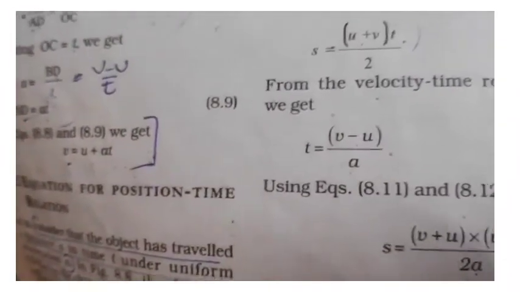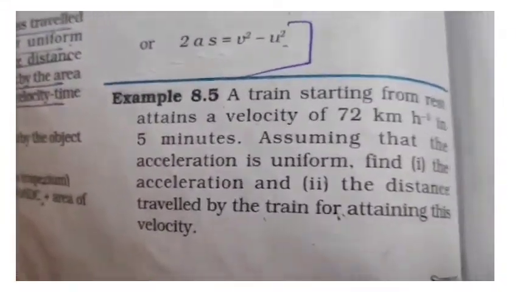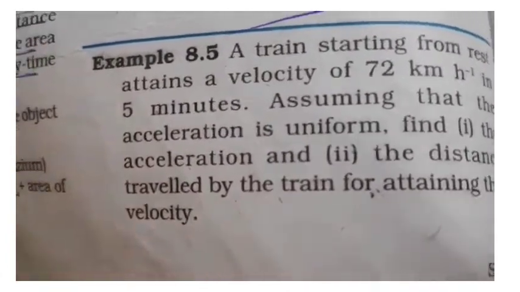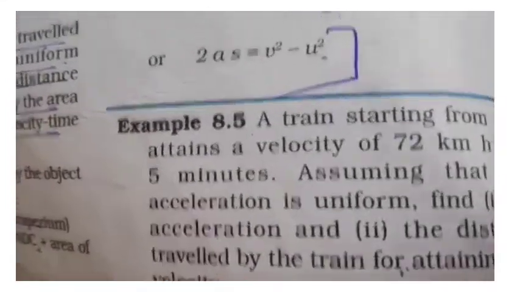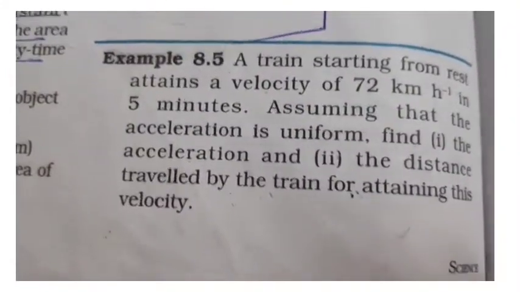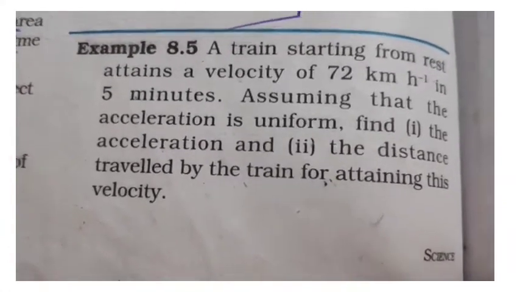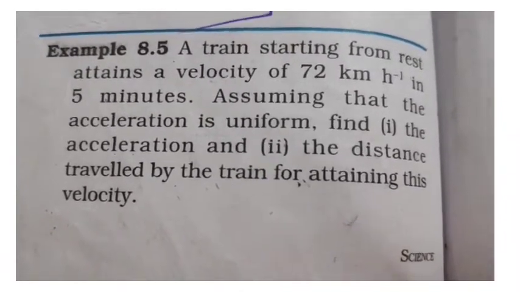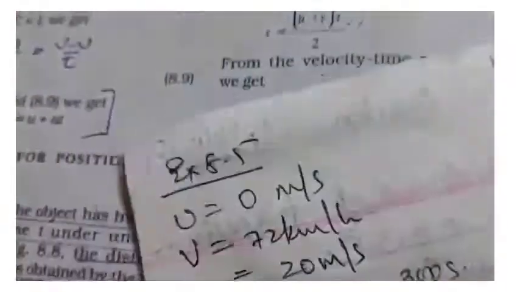So now after this you have the illustrations which are given. Let us take up the illustrations one by one. What is this illustration given over here? 8.5. A train starting from rest attains a velocity. Now starting from rest means what? Initial velocity is 0. So the train is starting from rest, its initial velocity therefore is 0, and then it is attaining a speed of 72 km per hour in 5 minutes. Assuming that the acceleration is uniform, you have to find the acceleration and the distance traveled by the train for attaining this particular velocity. So we will put down the data in this manner.